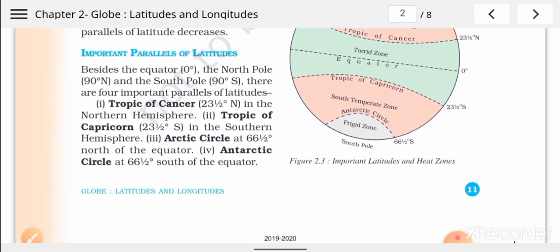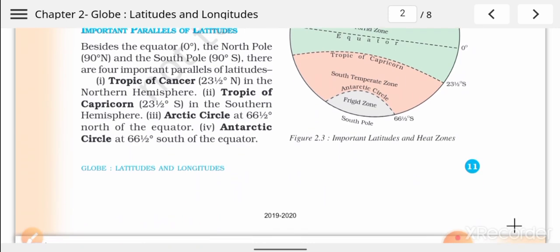Important parallels of latitude. Besides the equator at 0 degrees, the North Pole and the South Pole, there are 4 important parallels of latitude. The Tropic of Cancer, 23½ north in the northern hemisphere. The Tropic of Capricorn, 23½ south in the southern hemisphere. The Arctic Circle at 66½ north of the equator and the Antarctic Circle at 66½ south of the equator.